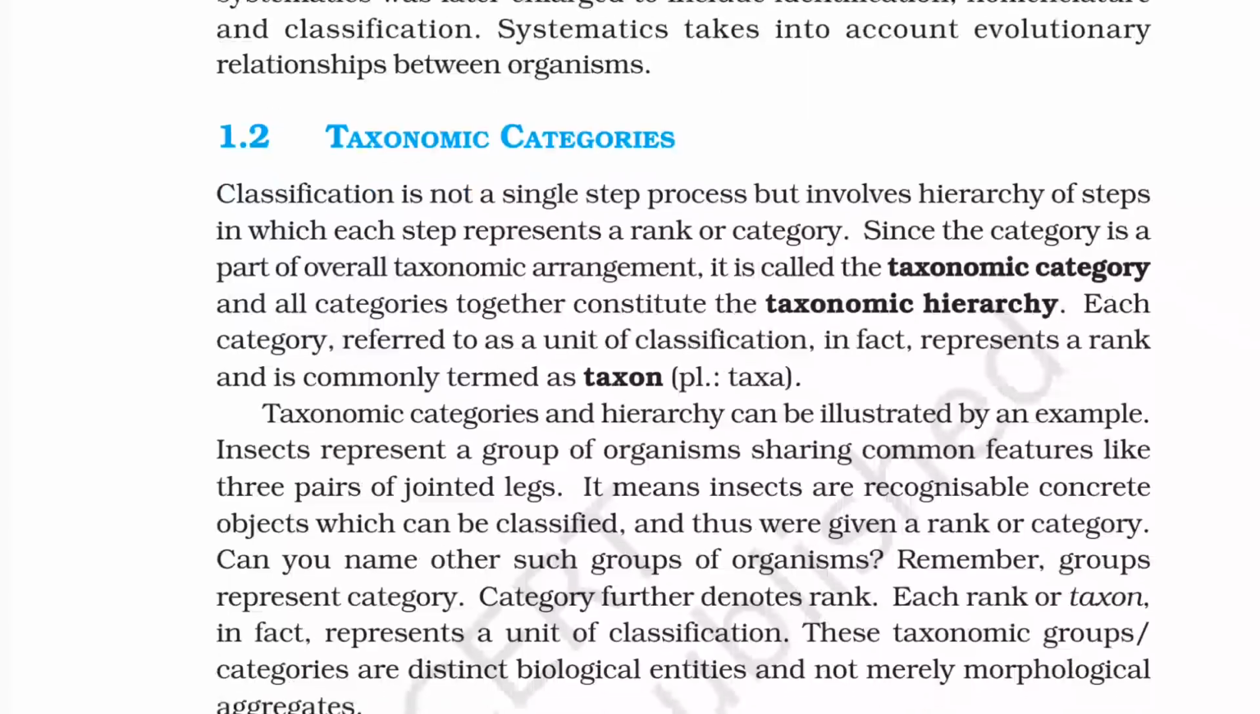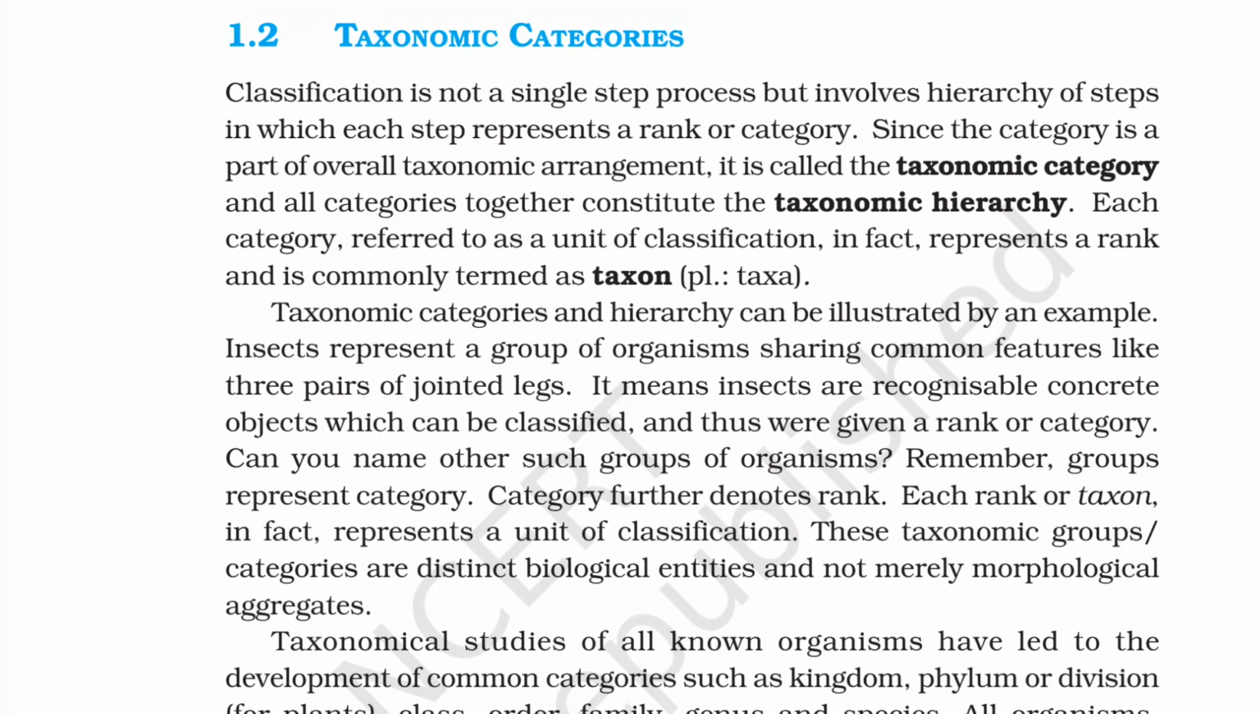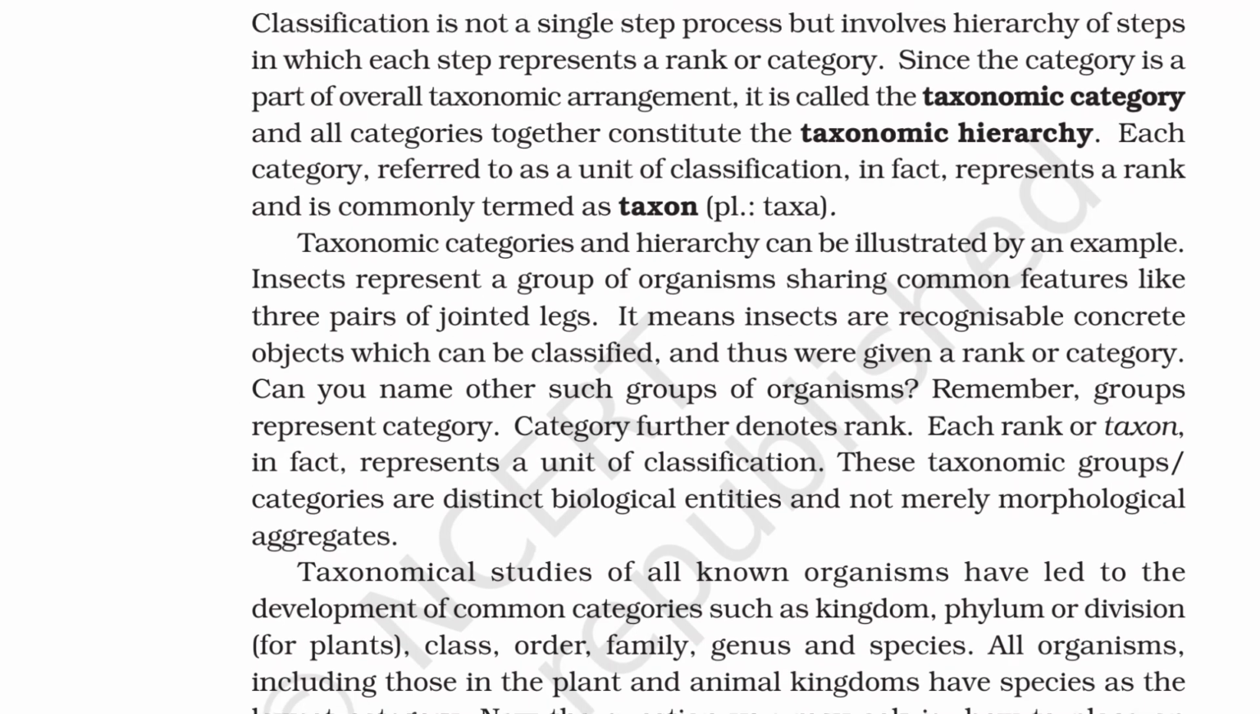Taxonomic categories. Classification is not a single step process but involves a hierarchy of steps in which each step represents a rank or category. Since the category is a part of the overall taxonomic arrangement, it is also called a taxonomic category, and all categories together constitute the taxonomic hierarchy. Each category, referred to as a unit of classification, in fact represents a rank and is commonly termed a taxon.